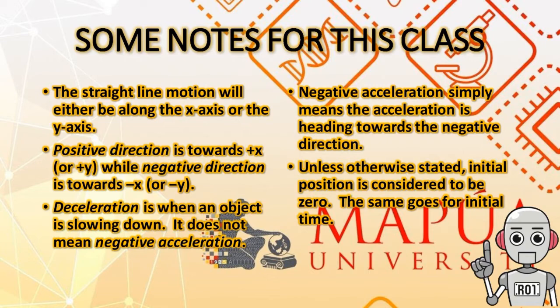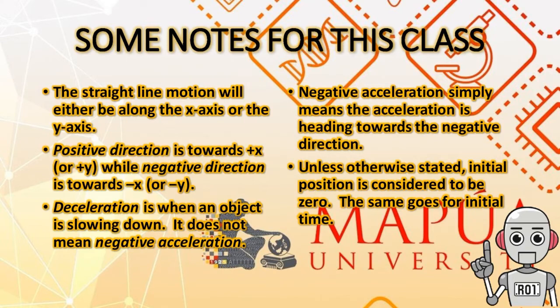When you see a problem that mentions that the object is decelerating, deceleration means that the object is slowing down. Note that in some books, deceleration is synonymous to negative acceleration, but for our discussion, that is not necessarily the case. As far as our discussion and course is concerned, deceleration simply means that the object is slowing down.